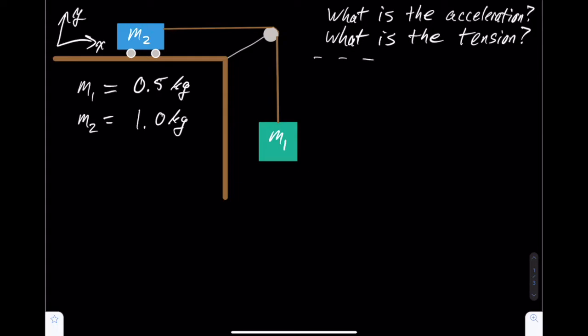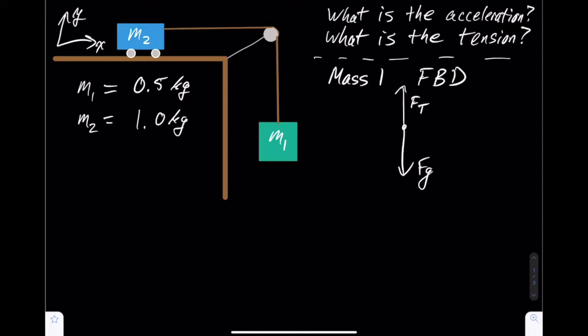Okay. So the first thing that we want to do is pick one of our masses that we're going to draw our free body diagram for first. So let's go ahead and do mass 1, the hanging mass. So we're going to have a downward force of gravity and an upward force of tension. And that's it. And we can write our Newton's second law equation.